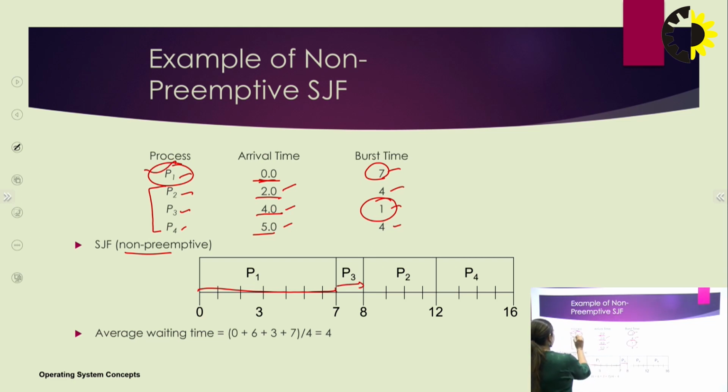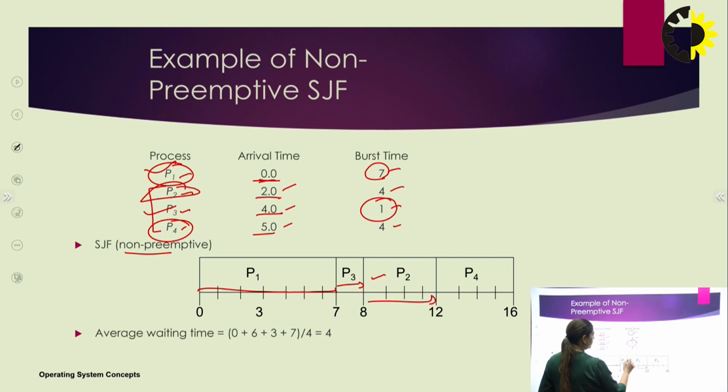P1 is complete, P3 is complete, we are left with P2 and P4. Both have the same burst time, so we can start with P2 because it arrived first. P2 will be executed for 4 units of time and then P4 for 4 units of time. Now, the waiting time for P1 is 0 because it arrived at 0 and started at 0, so it does not have to wait.